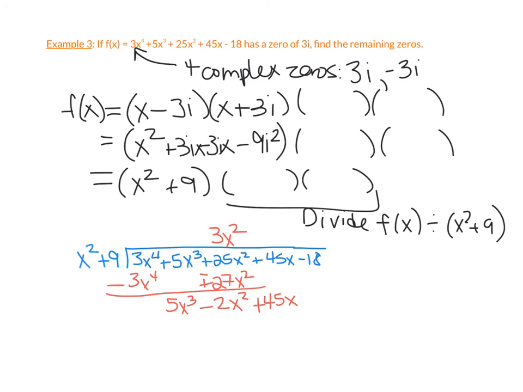Next thing, I do 5x cubed divided by x squared. That gives me plus 5x. So I get 5x cubed plus 45x. This is actually looking really nice because some things are going to cancel out. So I'm now going to change again to subtraction. And I have to also bring down my negative 2x squared. So these cancel. I bring down my negative 18. If I divide negative 2x squared by x squared, I get minus 2.